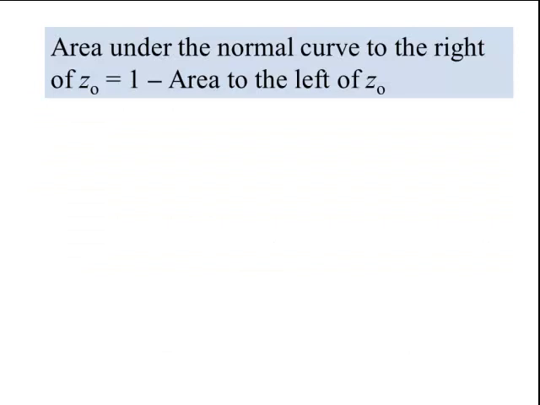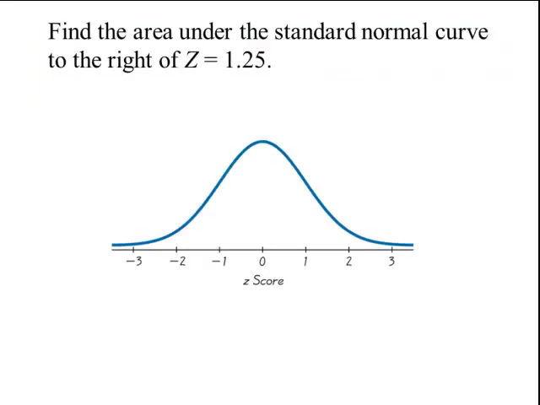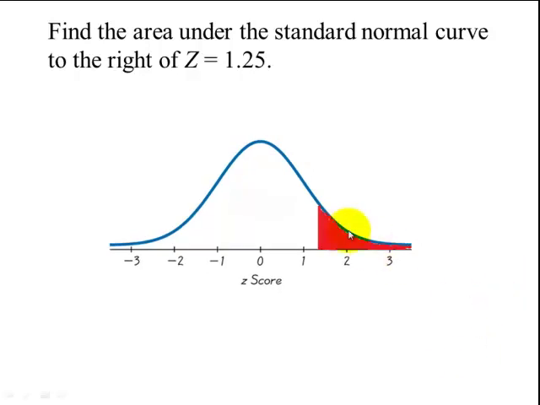Now if we're trying to find the area to the right, we need to do 1 minus the area to the left. Let's look at an example. Find the area under the standard normal curve to the right of z equals 1.25. So first let's do our picture. We see that this area is less than 0.5. So our answer should be less than 0.5.